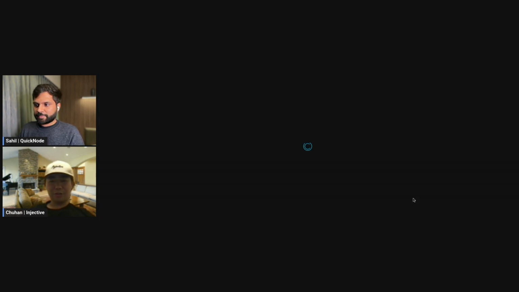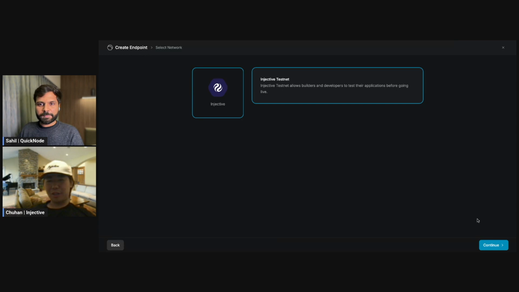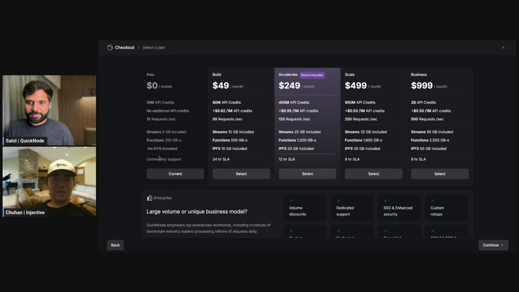I click continue. There's an Injective testnet node that I can deploy. Since I already created the free one before, this is not an option for now. But you can see there's a price level, so you can choose whatever you want. I just create a free one. It costs you nothing. After you click this, your endpoint is just live.